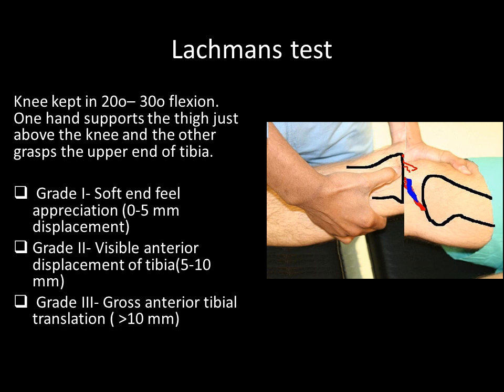The grading of a Lachman test depends upon the extent of anterior glide. Grade 1 is soft and felt on palpation, that is 0 to 5 mm of displacement. Grade 2 is visible anterior displacement of tibia, 5 to 10 mm of displacement. Grade 3 is gross anterior tibial translation, that is more than 10 mm of displacement.